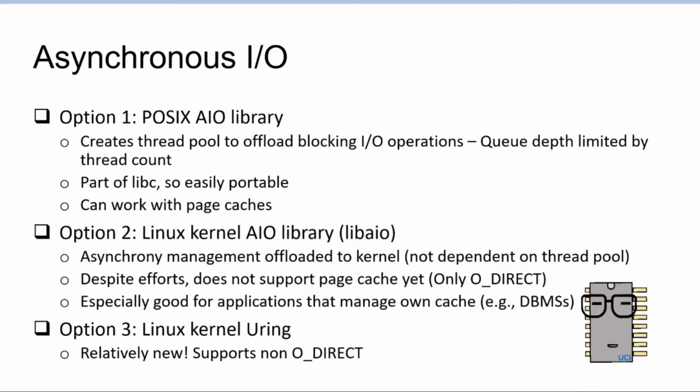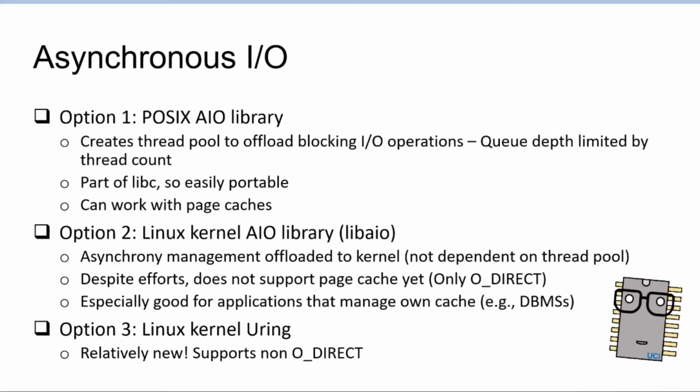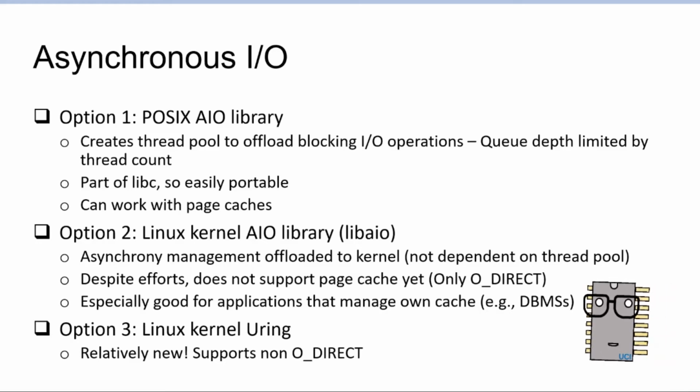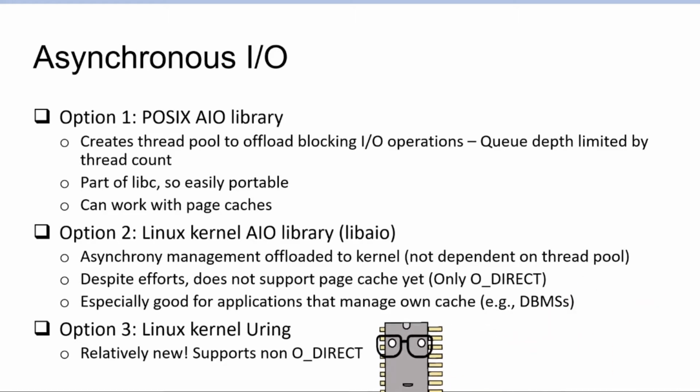And like before, this approach is especially good for applications that manage their own caches, like databases, because it is fast, but you have to use O_DIRECT. Another option that relatively recently became available is a set of system calls called the kernel io_uring. I won't talk too much about io_uring yet, but it is a relatively new thing which pretty much seems to do everything that the libaio library does, but it also supports non-O_DIRECT methods. So it does support taking advantage of the page cache. So it seems to be the best of both worlds kind of a situation.